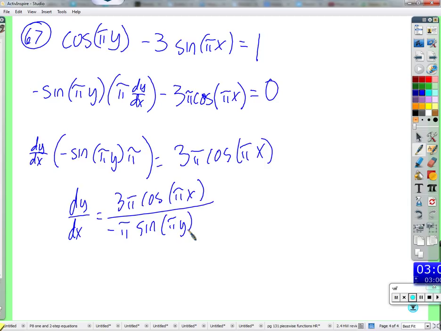Can the pi's be divided out? Well, sure. That's what I did, I just wasn't sure if that was correct. So we have 3 cosine pi x over negative sine pi y, which is the whole fraction could be negative over some form of that. Right? Exactly what we want.